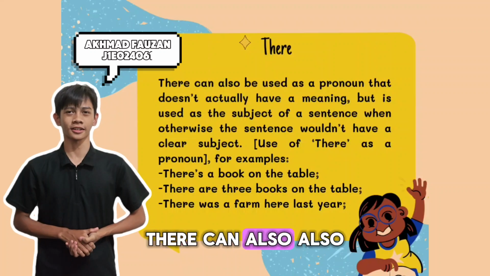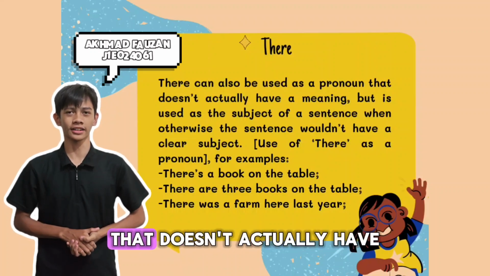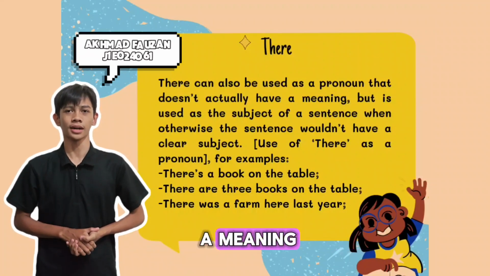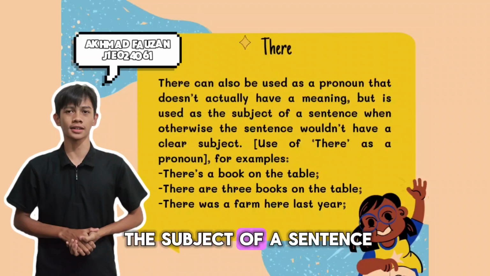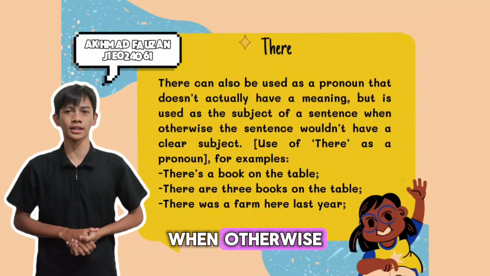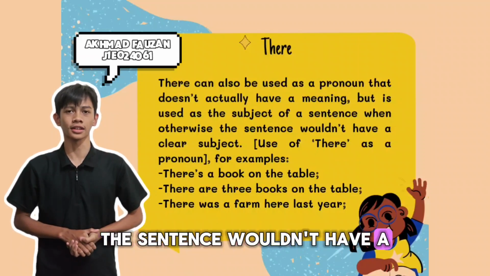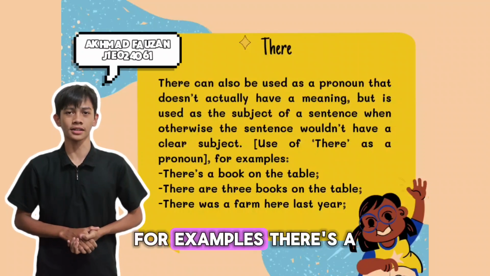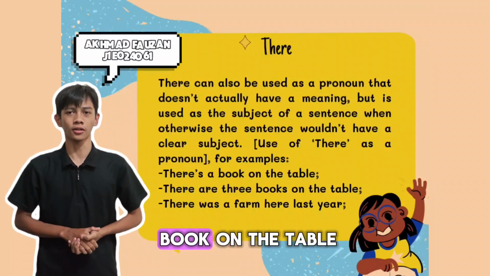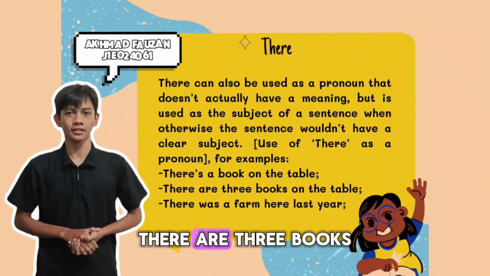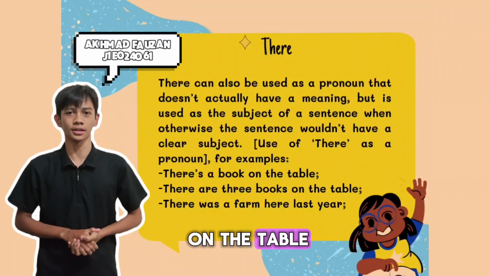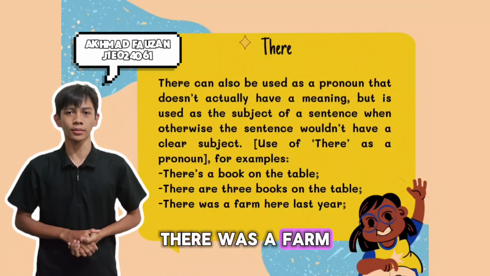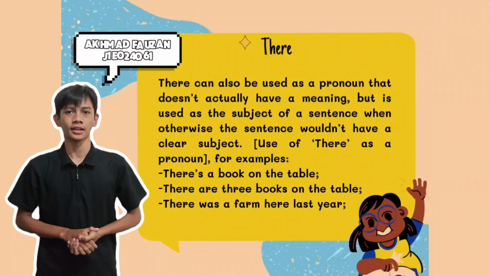There can also be used as a pronoun that doesn't actually have a meaning, but is used as the subject of a sentence when otherwise the sentence wouldn't have a clear subject. Use of there as a pronoun. For examples, there's a book on the table. There are three books on the table. There was a farm here last year.